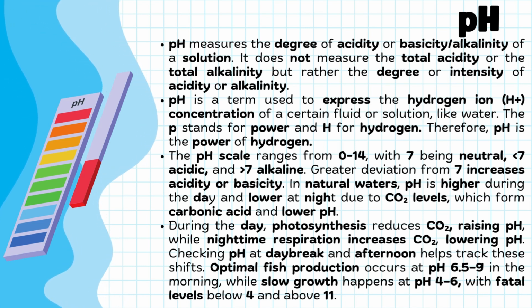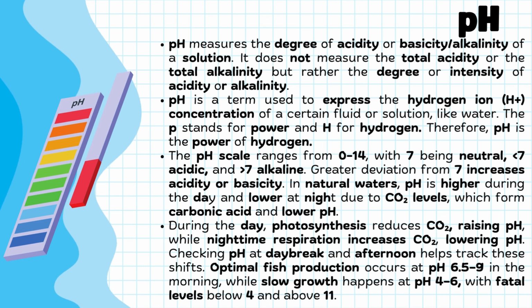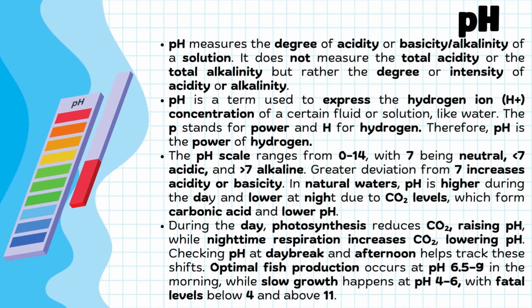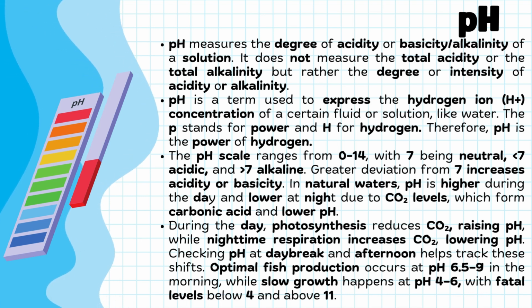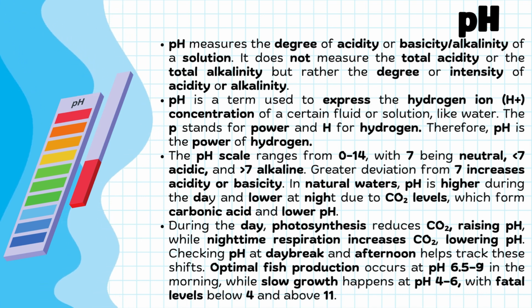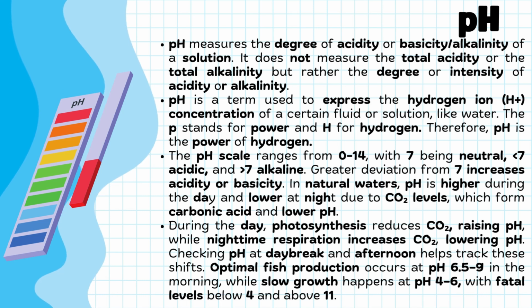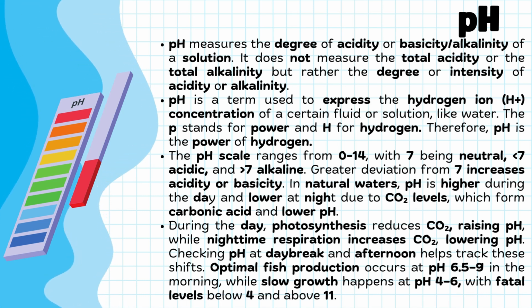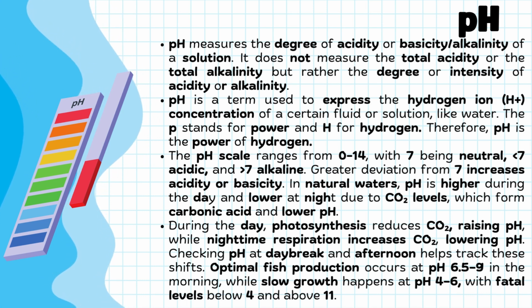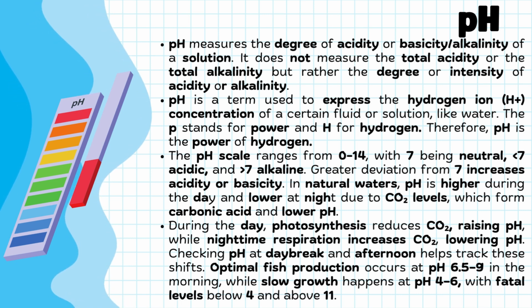So let's talk about the pH variation in natural waters. It is higher during the day due to carbon dioxide absorption by phytoplankton during photosynthesis. It is lower at night because of the buildup of carbon dioxide from respiration, which increases acidity.